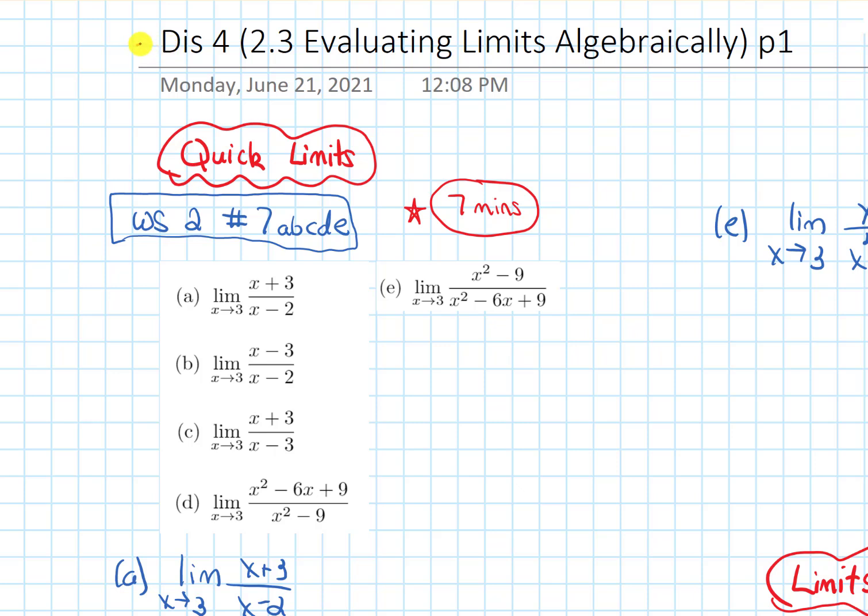Welcome to our fourth discussion on section 2.3, evaluating limits algebraically. In this video, we're going to be doing a bunch of short limit practice problems. So the following questions are from worksheet 2, posted on B courses, question number 7, parts A, B, C, D, and E. So the questions are here.